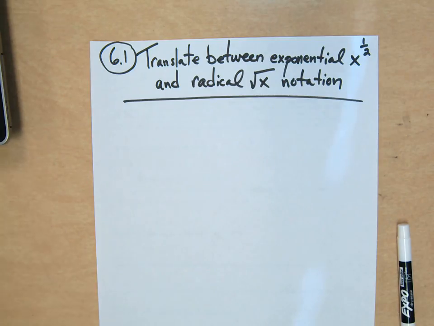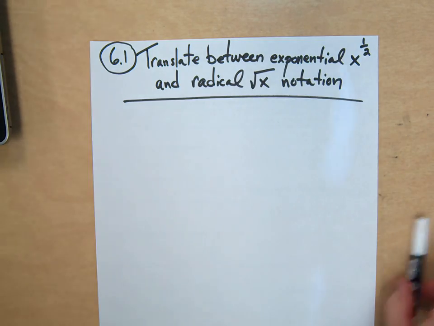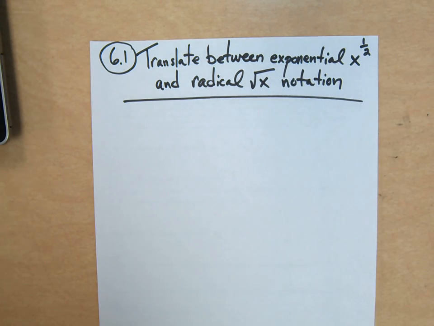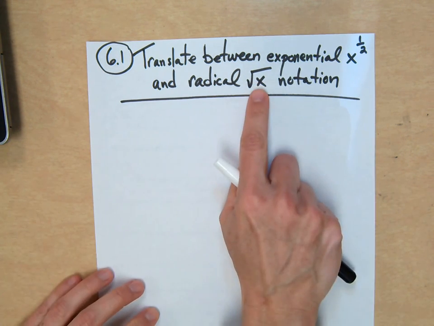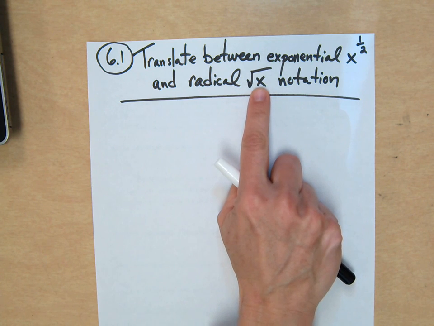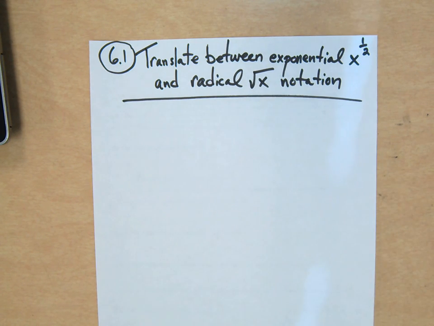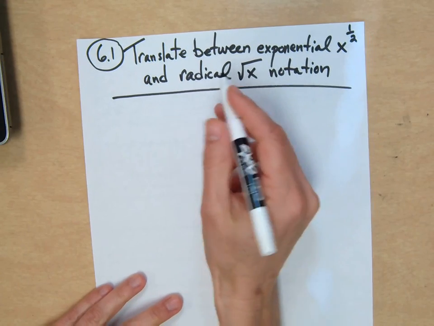Section 6.1 is translating between when you have a fraction in the exponent, how does that look in radical form. To start out, this unit is about the radical function family. Eventually we'll graph y equals the square root of x. What's that shape look like? It looks like half of a parabola. For now, this is the formula for how to do this.